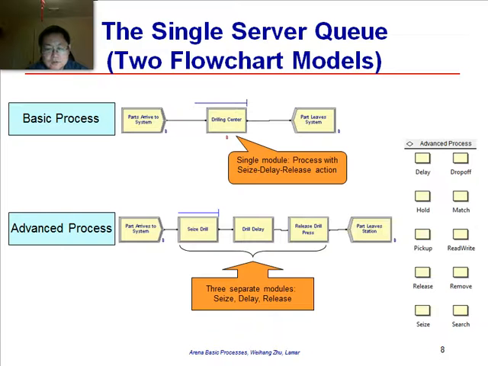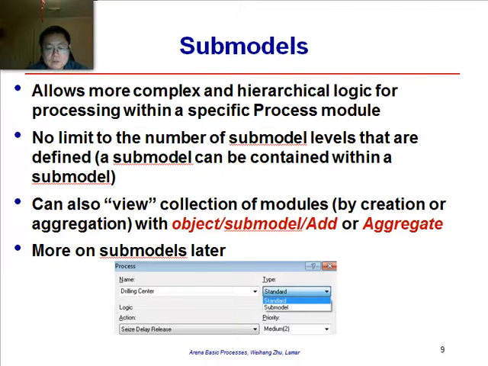Although they look different, they are nearly the same at the SIMAN level. You may see the SIMAN code by selecting Run, SIMAN, View. You will see two files, .mod and .exp. If you double-click the process module, you may notice that the type is set to be standard usually. The other option is submodel. Submodel allows more complex logic. We will learn how to create submodels later.